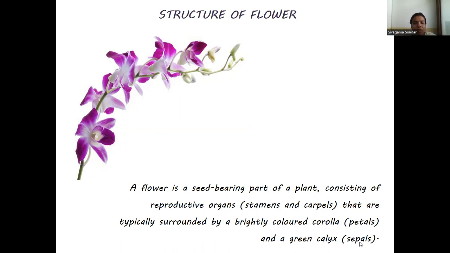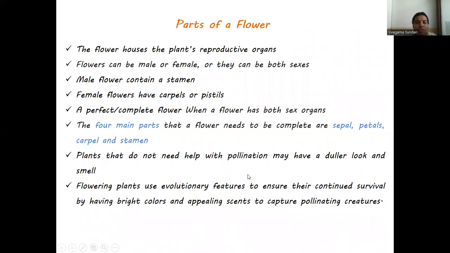Okay, so I hope you're familiar with the definition of a flower. A flower is a seed-bearing part of the plant consisting of the reproductive organs: stamen, that is the male organ, and carpel, that is the female sex organ, that are typically surrounded by a brightly colored corolla or petals and a green calyx or sepals. Moving on, the flower houses the plant's reproductive organs. Male sex organ as well as female sex organ is present in the flower. That's why a flower is commonly called the plant reproductive organ.